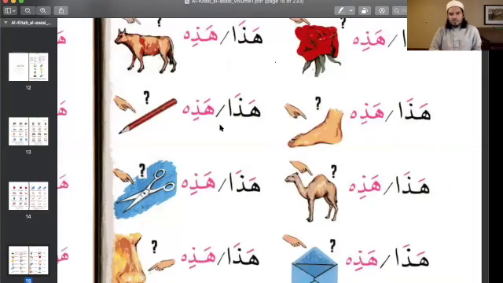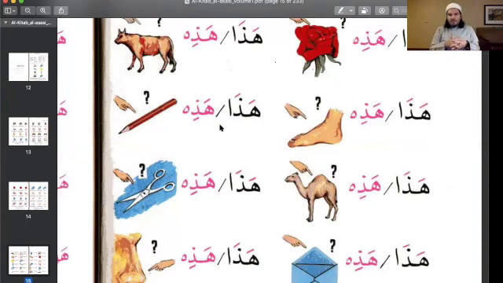Is that okay? I have a question before I do this. Yes. So how can you tell? Like I'm kind of slow. How can you tell by looking at the picture if it's hada or hadihi? Doesn't it specify whoever is talking?